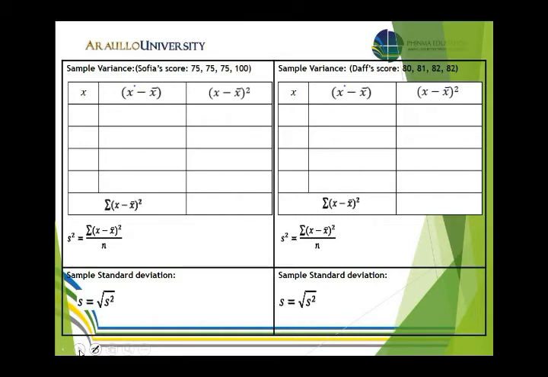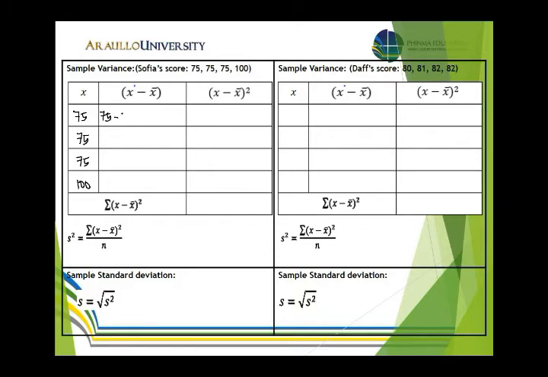Okay, so kaunti lang yung score natin, o kaunti lang yung ating data, so ang gagamitin natin is sample. As you can see, we have sample variance and sample standard deviation. Okay, so yung x is the score. So susulat lang natin dito: we have 75, 75, 75, and we have 100. And then we have x again, and then minus mean. So yung kinumpute natin ng una.